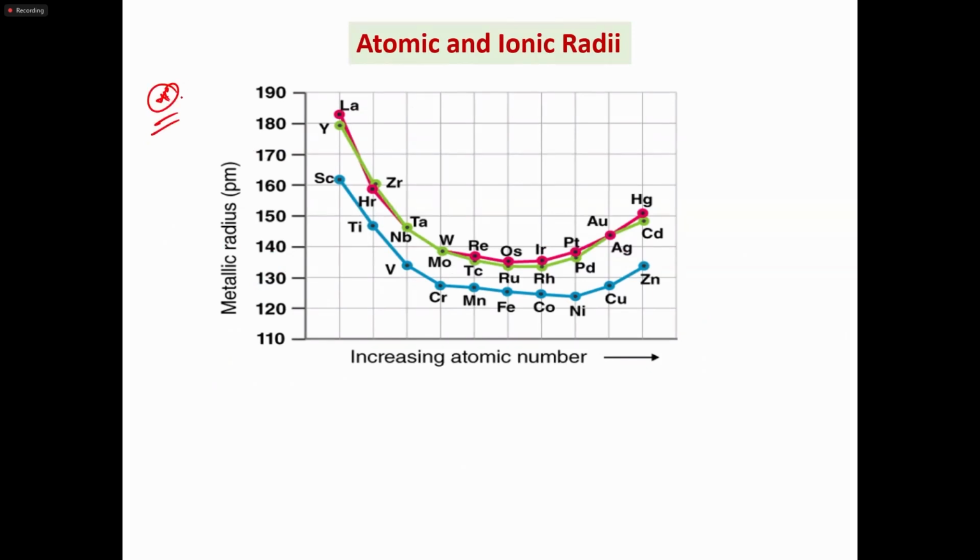The next very important physical property is the atomic and ionic radii of the transition metals, the d-block elements.